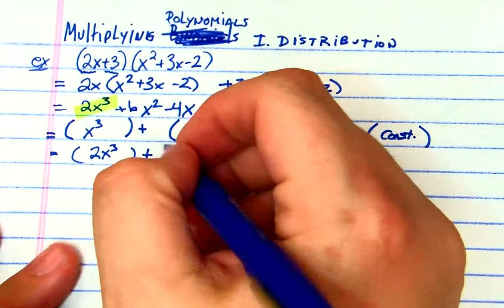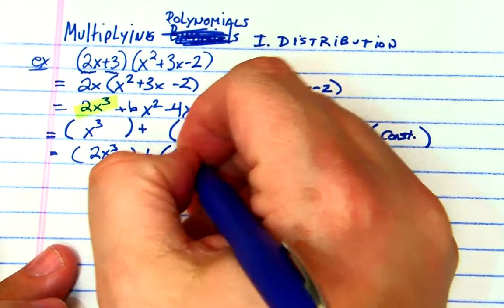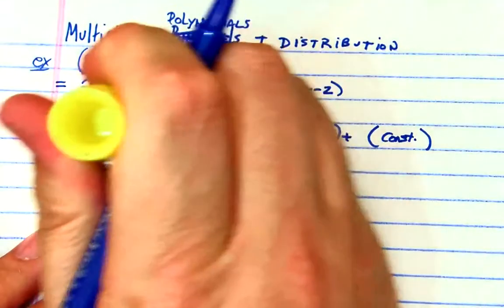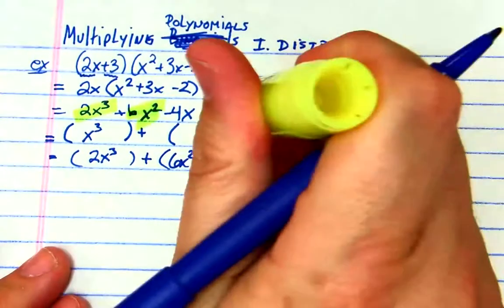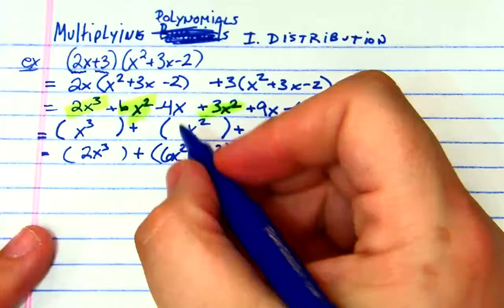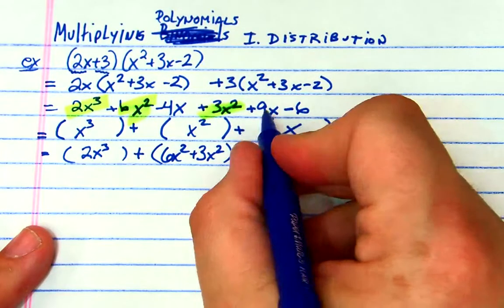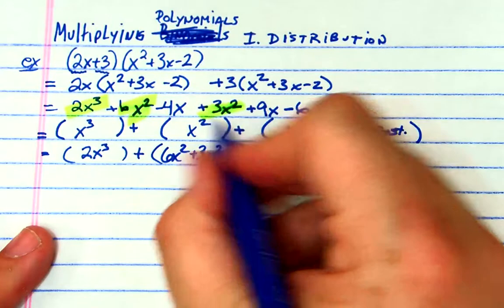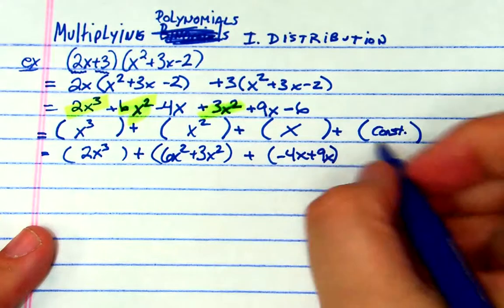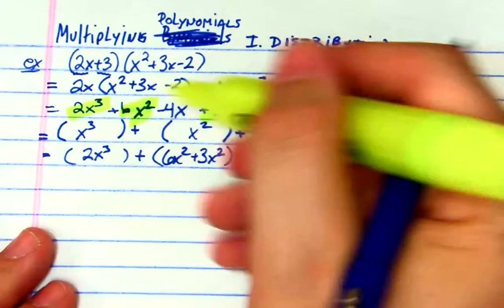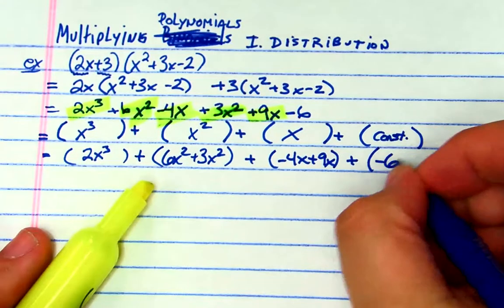Now, the next group is x squared. So, I see 2 of them. I see the 6x squared from here, and I see the plus 3x squared from here. Now I need my x's. And I only see 2 of those again, so I'll make my parentheses a little bit bigger. I get negative 4x plus 9x. And then I have my constants. And my constant is a negative 6.